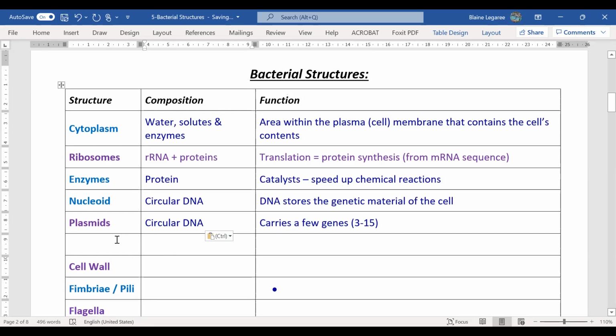Okay, so we have a few other things to talk about. We're going to talk about the cell wall, but maybe I would fill that one in since we know the answer already. We know the cell wall. I have a space, by the way. Don't worry about the space.